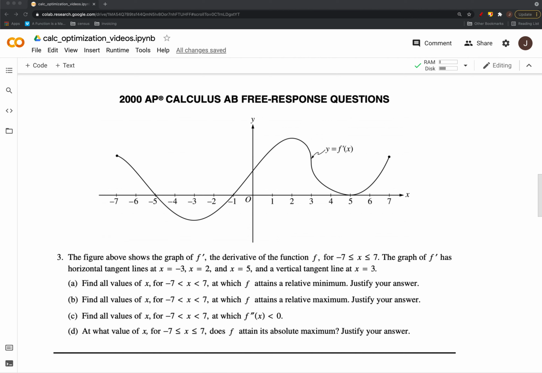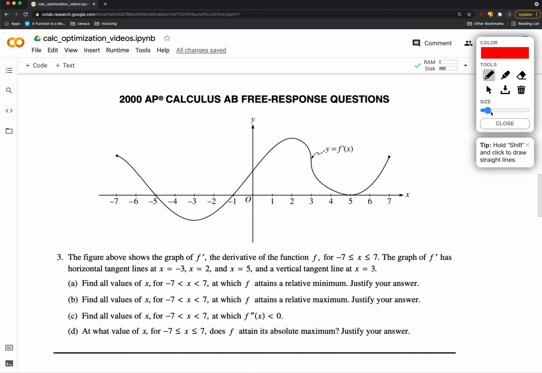Okay, so second kind of prototypical optimization problem here, where now we have information about the first derivative of a function and are asked about maximum and minimum values of the original function. So this comes from the 2000 AB Calc exam. And again, this is a plot of the first derivative, and we're asked questions about the original function and maximum and minimum values. So start here.